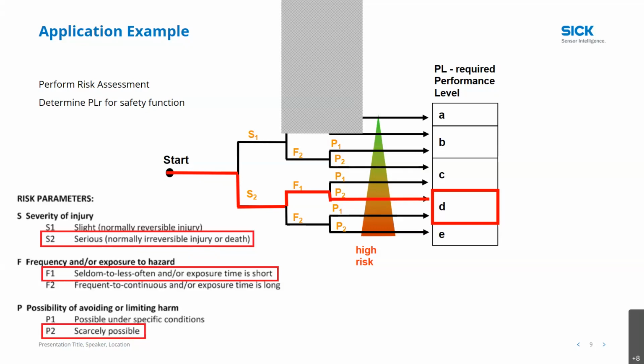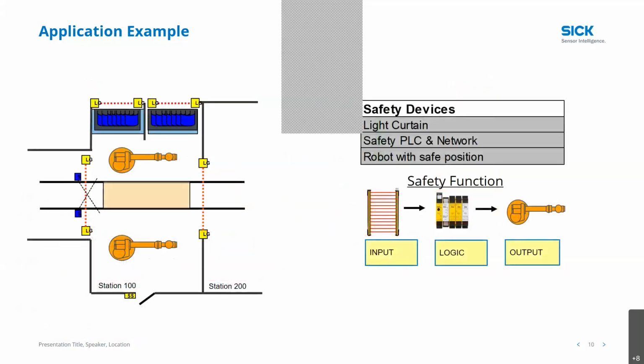But how do we know we're reaching performance level D? Let's go back to the application. Maybe the risk assessment said, let's safeguard this with some light curtains. That's the best way to let the person interact with those racks. So we have safety devices, a light curtain, maybe a safety PLC or some other safety controller, and then the outputs to the robots. Per 13849, we define our safety function as inputs, logic, and outputs. Let's see how we stack up with our performance level.